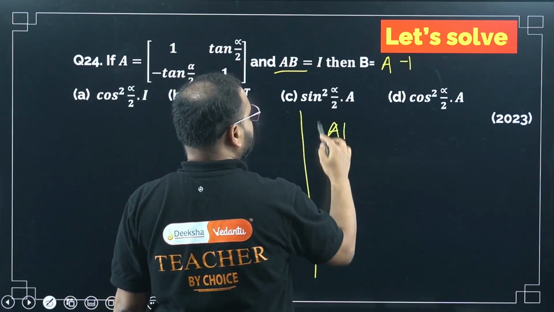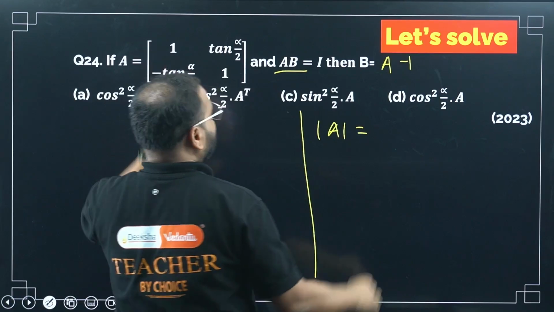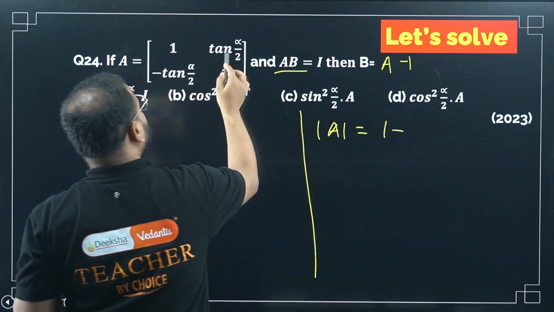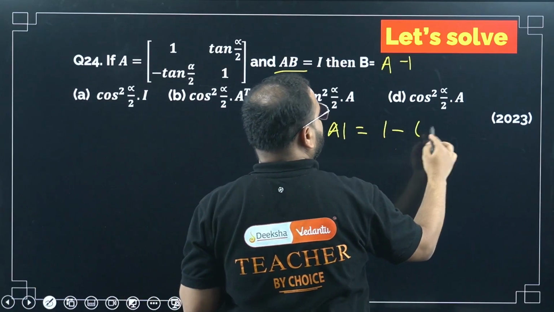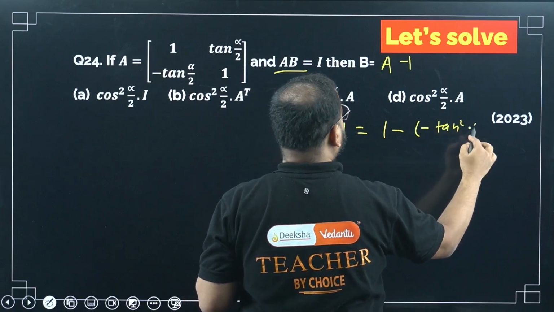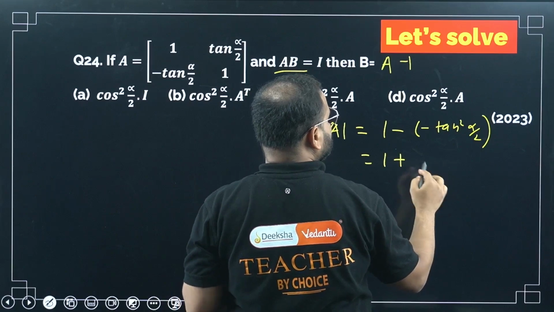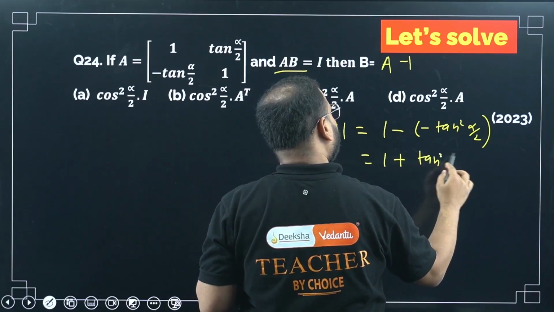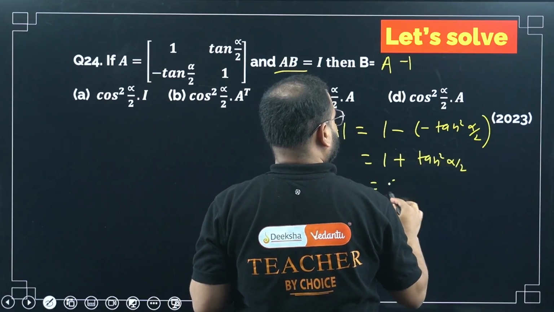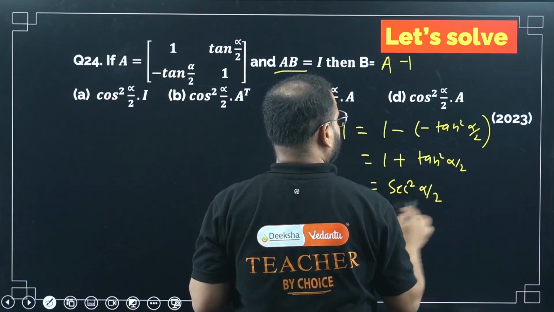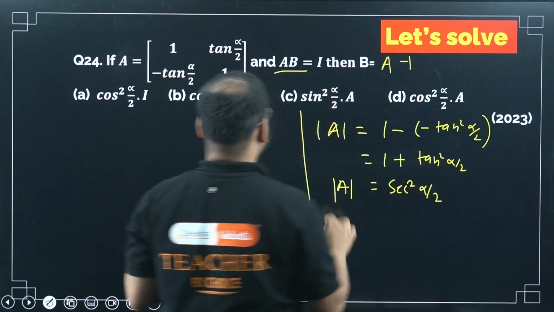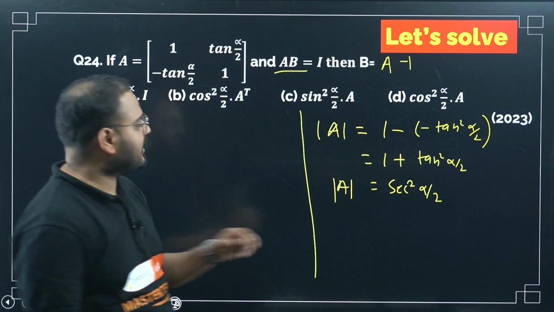Determinant of A will be equal to 1 times 1, so 1 minus this square, so it becomes minus tan square alpha by 2. How much is that? 1 plus tan square alpha by 2. How much is that? Sec square alpha by 2. Yes or no? Right, this is correct. Sec square alpha by 2.